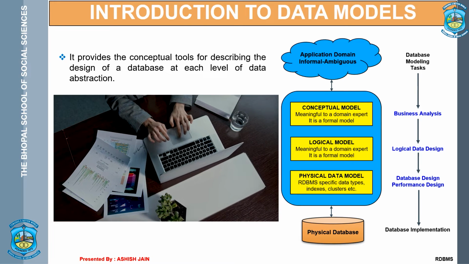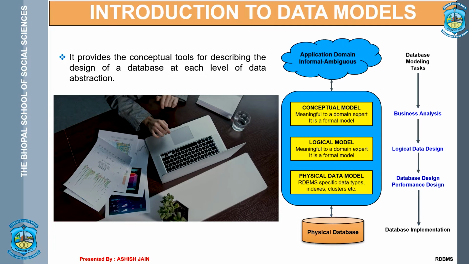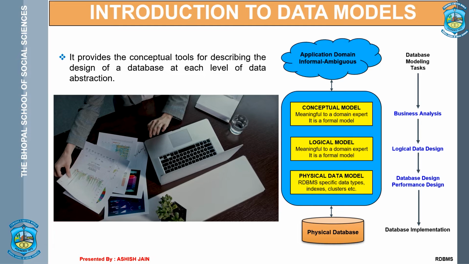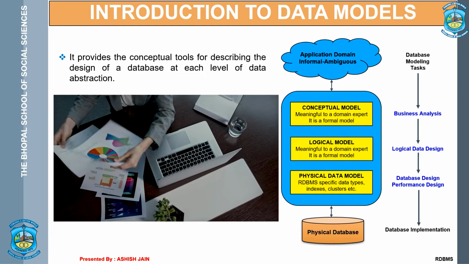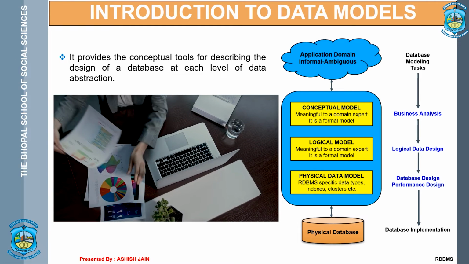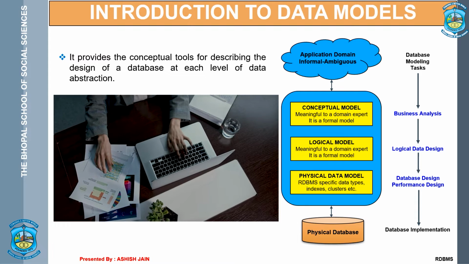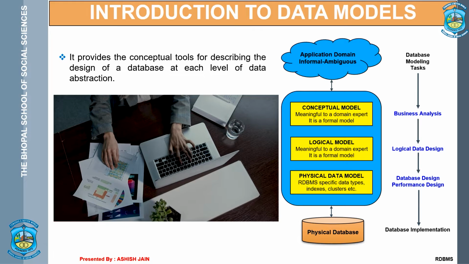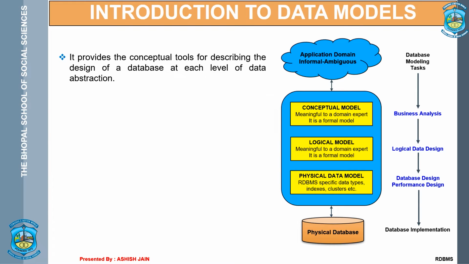In the previous modules, I have described different levels of architecture in DBMS. So we have a conceptual level DBMS, we have a logical level DBMS, and we have a physical level DBMS. So at all these levels, we have to define the structure of the database. For that, we require different data models. So we have a conceptual model, we have a logical model, and we have a physical data model.